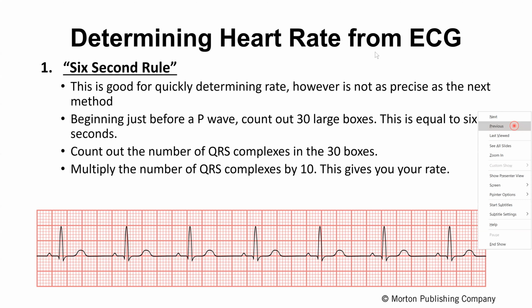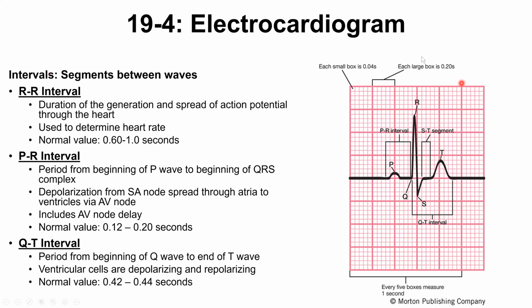And so kind of going back to that, I'm just going back one slide. So each large box is equal to 2/10 of a second. Each small box is 0.04 seconds.